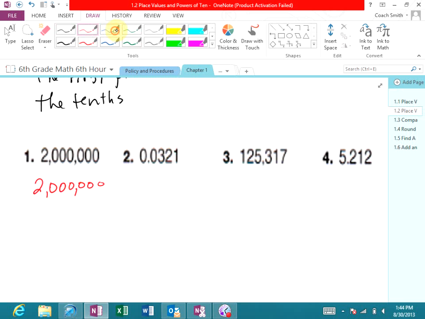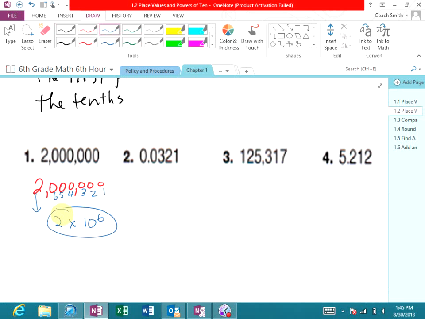Let's look at this. I have 1, 2, 3, 4, 5, 6 zeros. So that means the power of 10 that represents that number has what as an exponent? In other words, I put a 10 right here. What's the exponent going to be since I have 6 zeros? 10 to the 6th. So I'm going to take 2 and multiply it by 10 to the 6th. That's how you write 2 million in expanded form with exponents: 2 times 10 to the 6th.